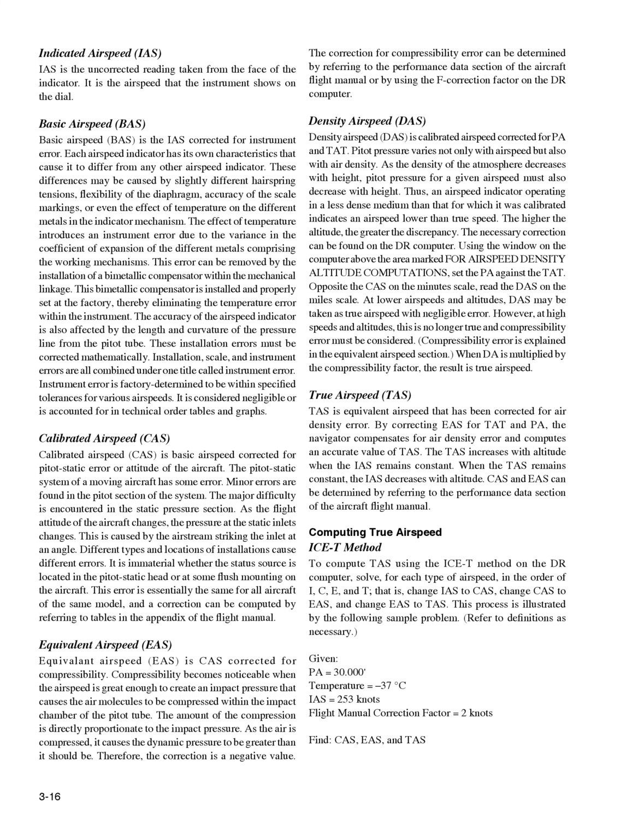Each airspeed indicator has its own characteristics that cause it to differ from any other airspeed indicator. These differences may be caused by slightly different hairspring tensions, flexibility of the diaphragm, accuracy of the scale markings, or even the effect of temperature on the different metals in the indicator mechanism. The effect of temperature introduces an instrument error due to the variance in the coefficient of expansion of the different metals comprising the working mechanisms. This error can be removed by the installation of a bimetallic compensator within the mechanical linkage. This bimetallic compensator is installed and properly set at the factory, thereby eliminating the temperature error within the instrument.